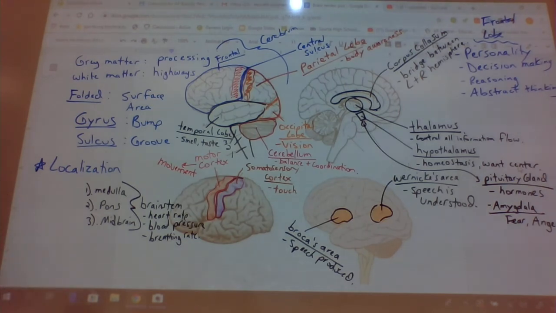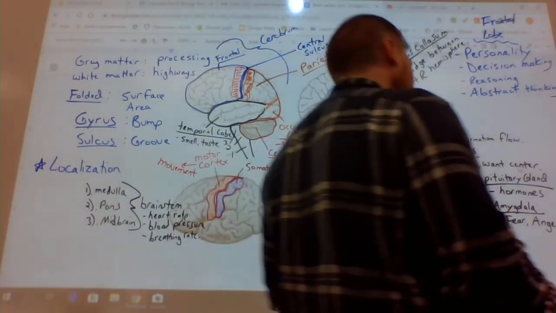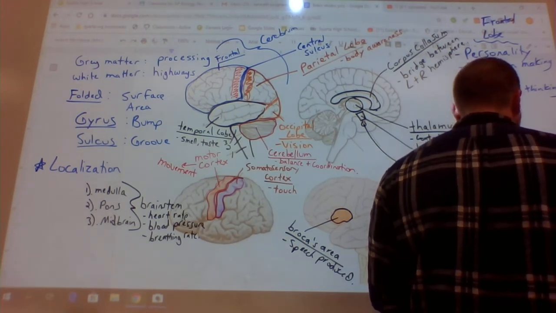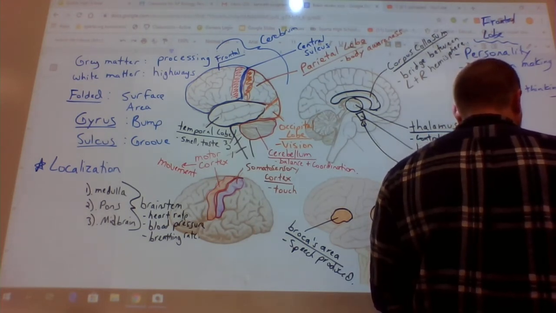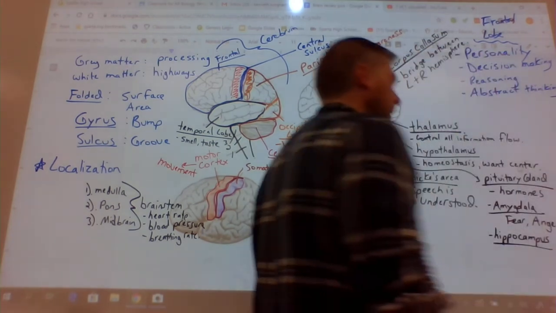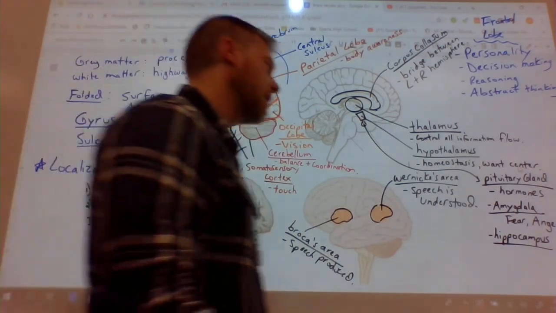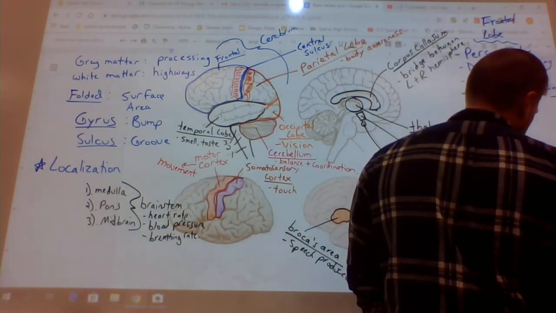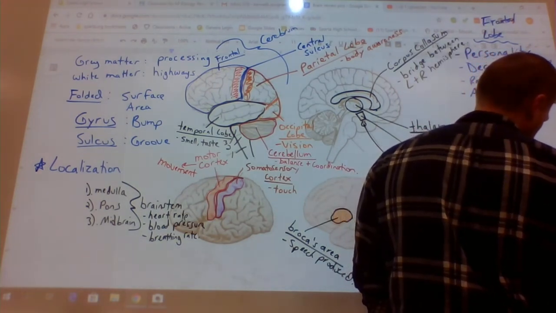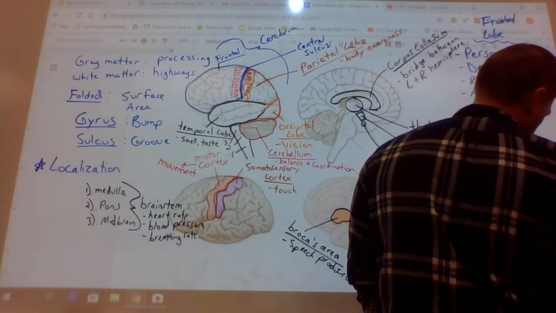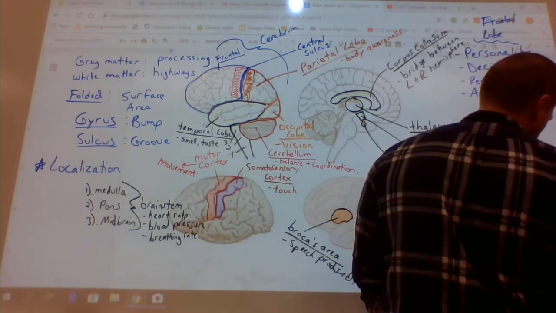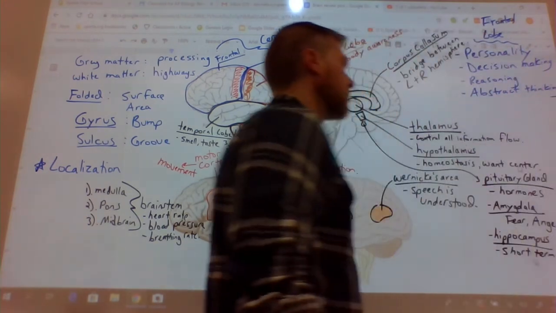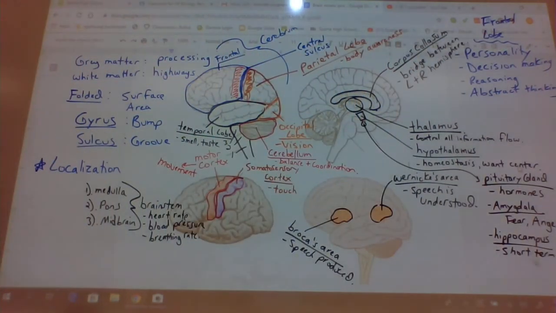Last brain structure, the hippocampus. Good. Hippocampus. And the hippocampus, super important, deep brain structure, is where short-term memory is stored. Short-term memory stored in the hippocampus.